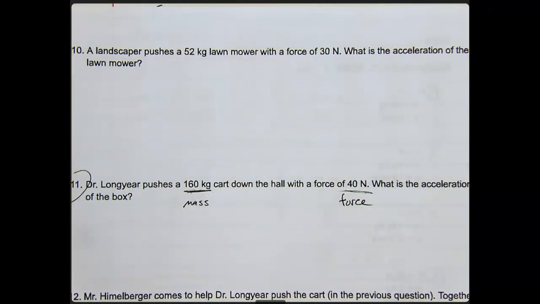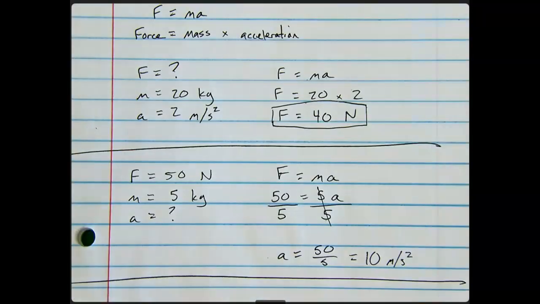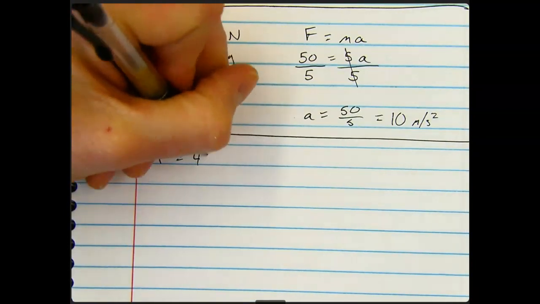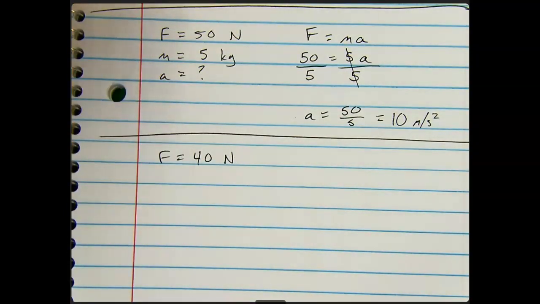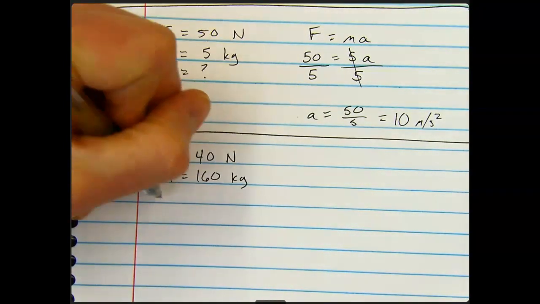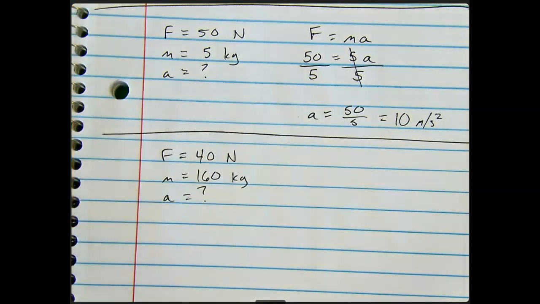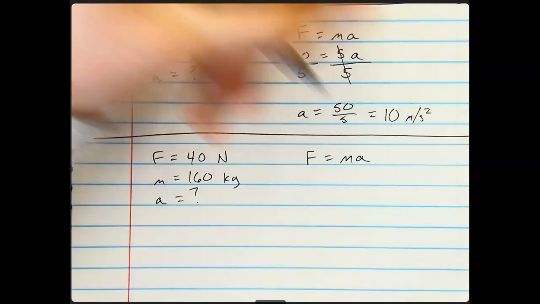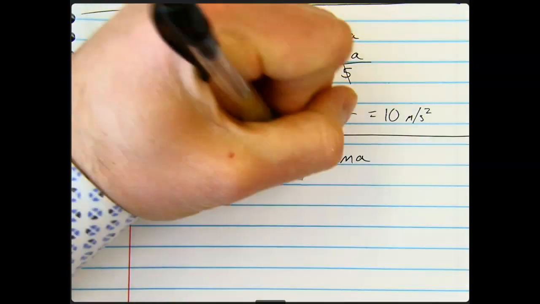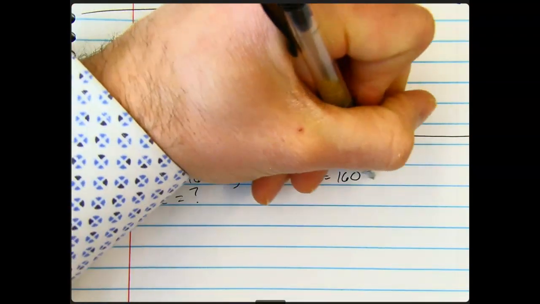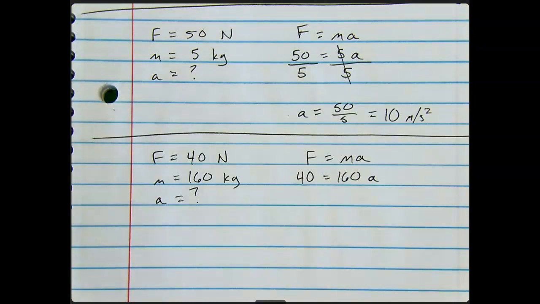So I'm going to write that out just like I did in the last few problems. We have a force is 40 newtons. The mass is 160 kilograms. And acceleration is what the question's asking me for. So same setup as last time, F equals ma. I'm going to plug in my numbers. 40 is the force, 160 is the mass, and I don't know A, so I'm going to leave A there as a variable that I'm trying to find.